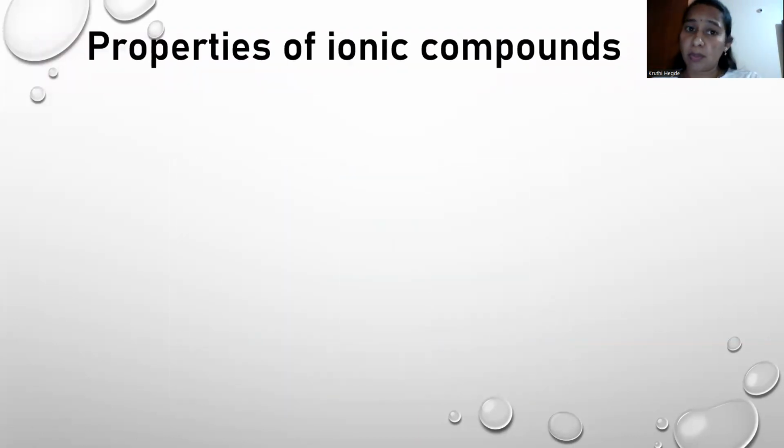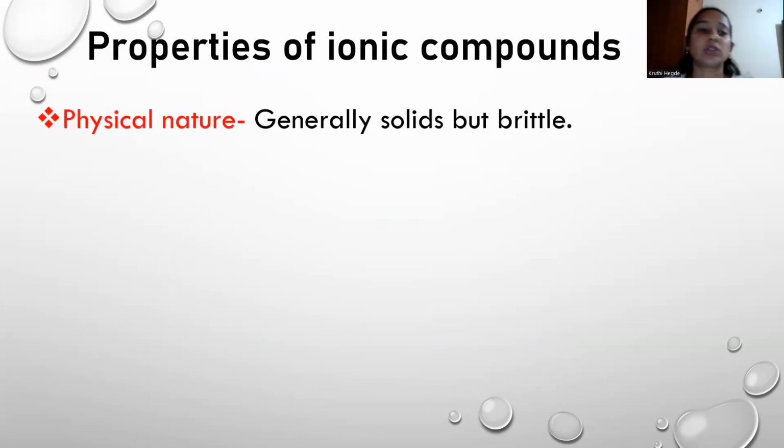Properties of ionic compounds. Let us see what are the properties of ionic compounds. It's also very important. Application level questions, reasoning type questions, 1 mark questions can come from these properties of ionic compounds. Physical nature: they are generally solids but brittle. What do you mean by this term brittle? Brittle means which break into pieces.